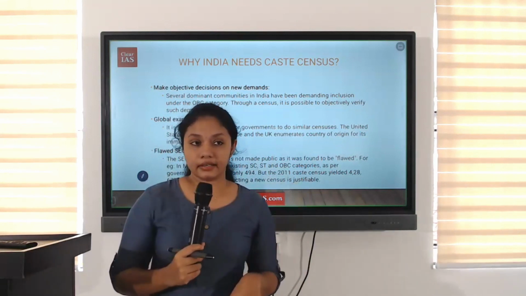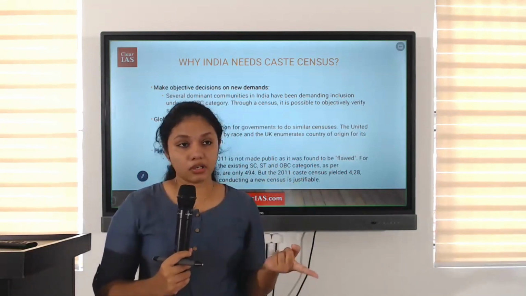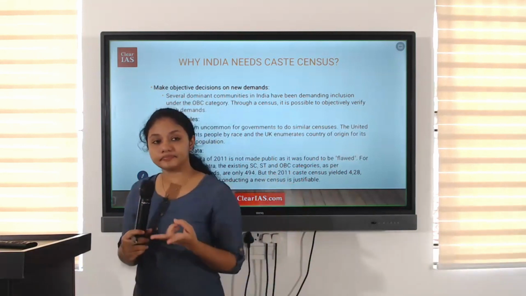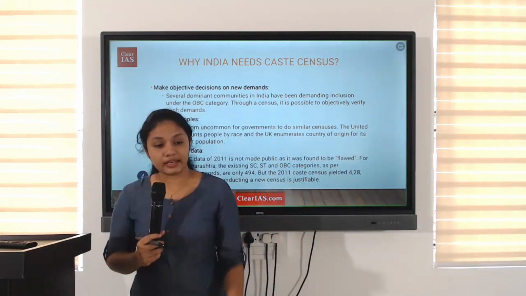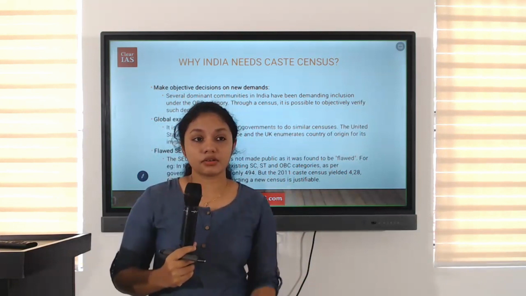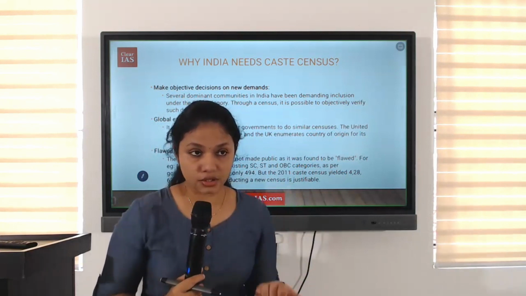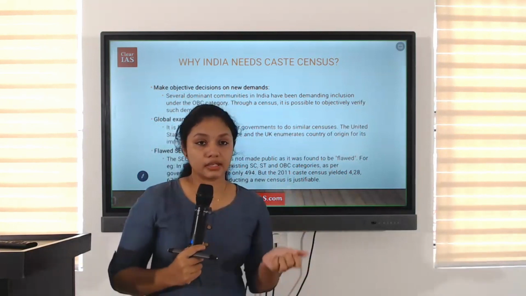So the difference is there. So if we could, we can abolish that. Okay, the next one is based on if new demands are rising to inclusion of OBC categories.